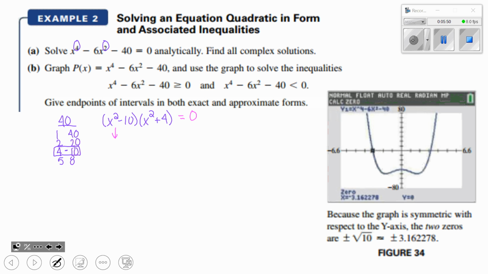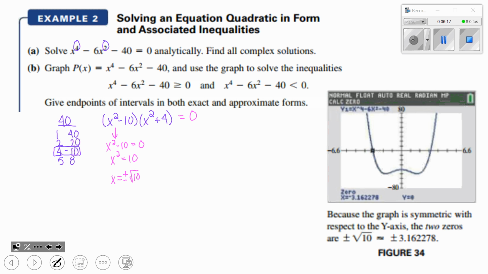So if I take this first piece, x squared minus 10, it is a difference of squares, but something that's nice that happens even with our sum of squares and difference of squares is I can directly solve this. I can move the 10 over, x squared equals 10, and now I can square root both sides. So I have x equals plus and minus square root of 10. That is one set of zeros.